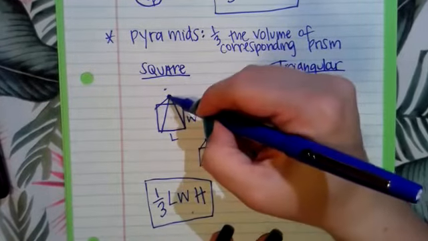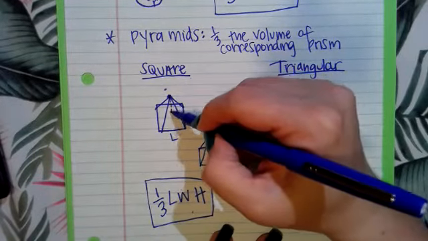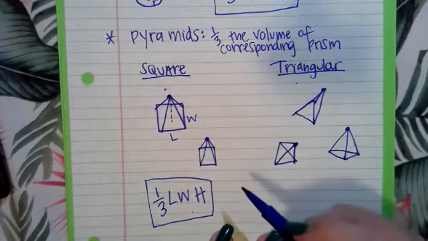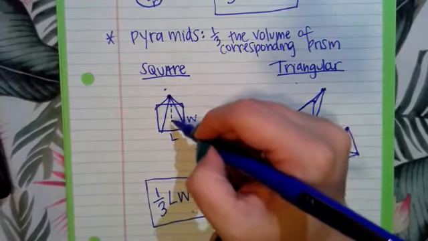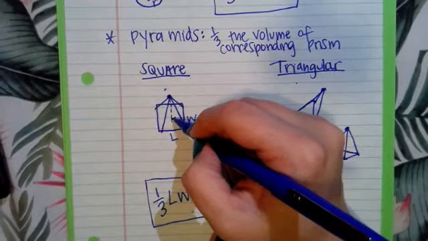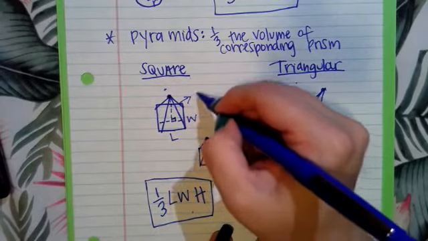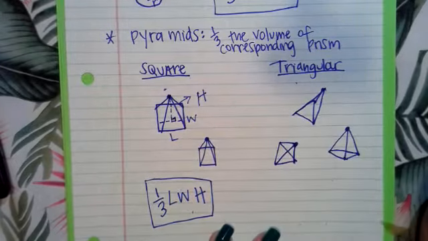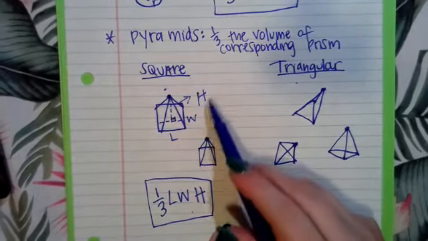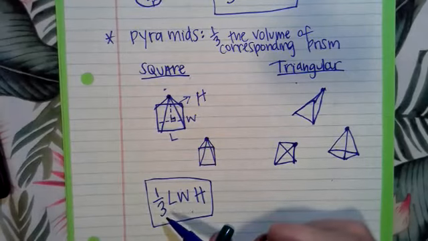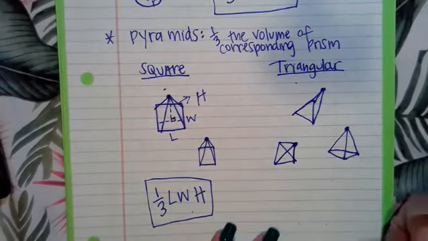I hope you can see what I'm doing here. Height is the measurement from the top point of the pyramid to the base shape, where it meets the base shape perpendicularly, or at a right angle. That's the height of the pyramid. So we take length times width times height, and we find 1/3 of it. So we divide it by 3.